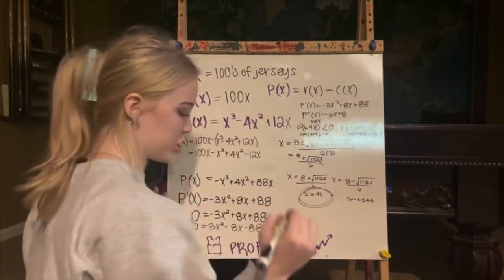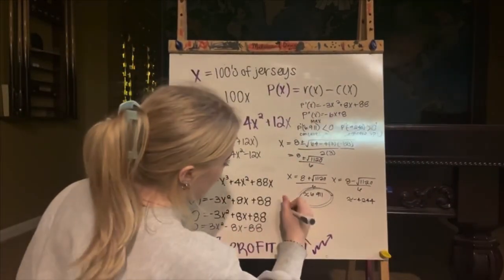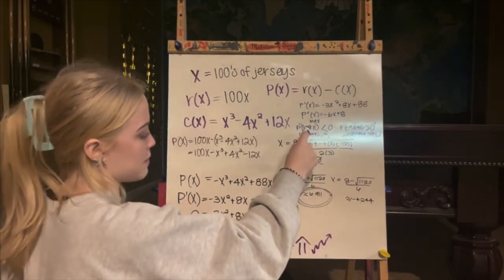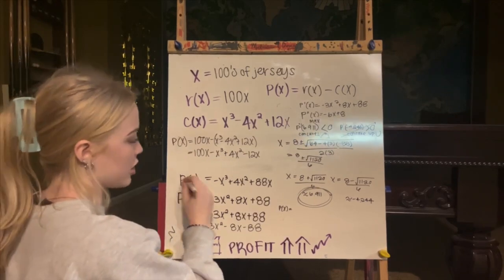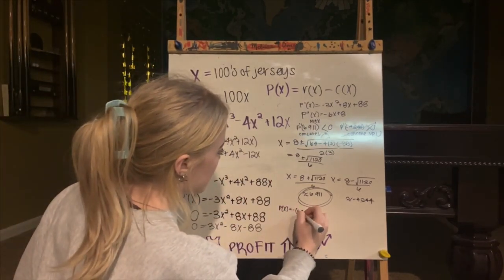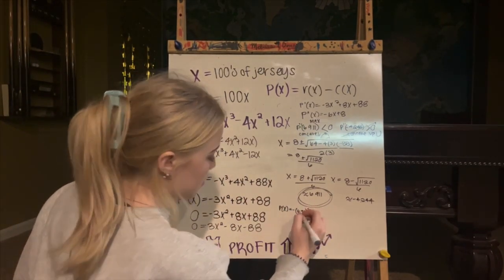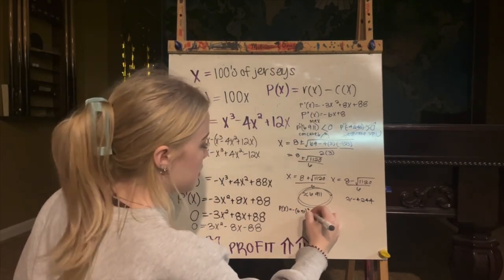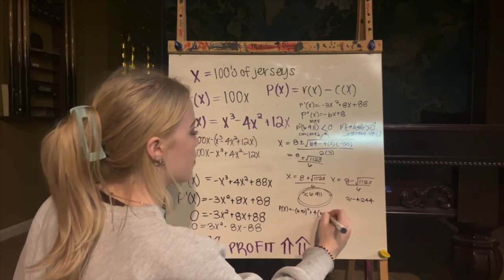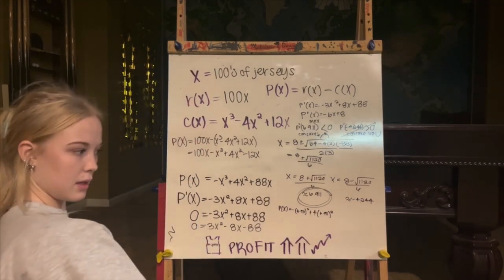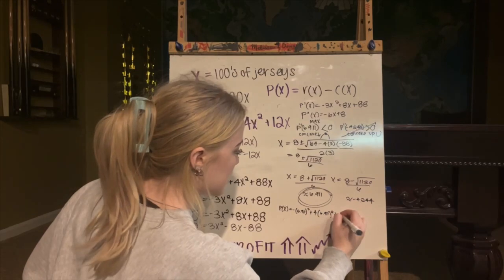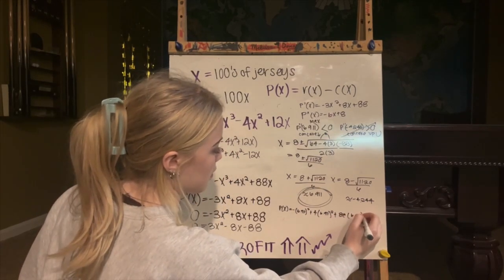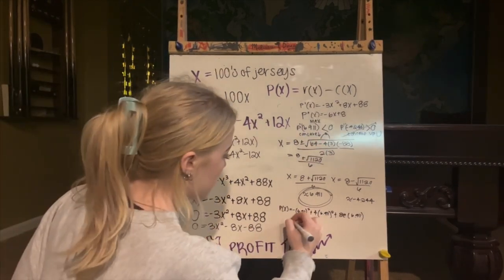So now, using this information, we can solve for our profit just by plugging in the same x back into this original profit function. So I'm just going to do that. Third plus 4 times 6.911. Hopefully you're able to see. Plus 88 times 6.911.